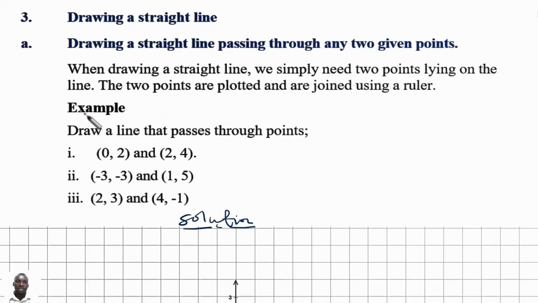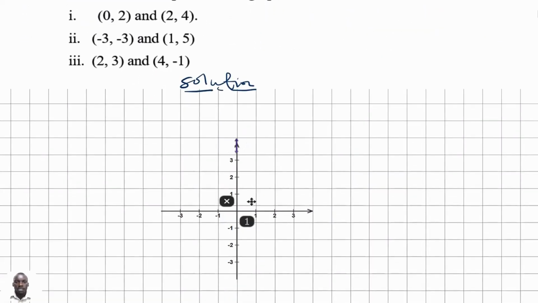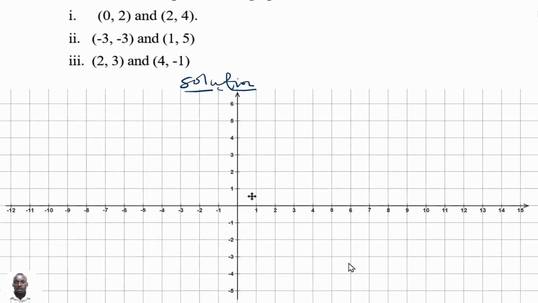Let us have an example here. Draw a line that passes through the points. We have Roman number 1 up to Roman number 3, and we are going to draw the straight lines passing through them. In here, as you can see, we need to draw our Cartesian plane with the axis. So now this is our Cartesian plane. We can label the axis. This side we have the x-axis, then the y-axis is here. Don't forget to label them.